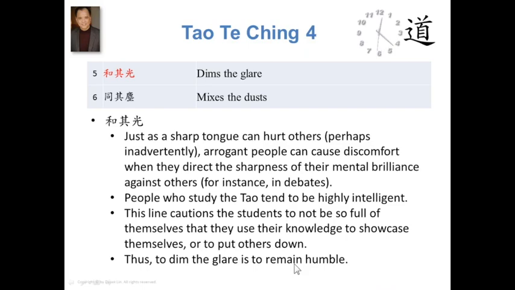Thus, last bullet, to bring it all together, to dim the glare is to remain humble. Easier said than done. But we have to realize that this is what the line is talking about, and we have to live that particular truth.